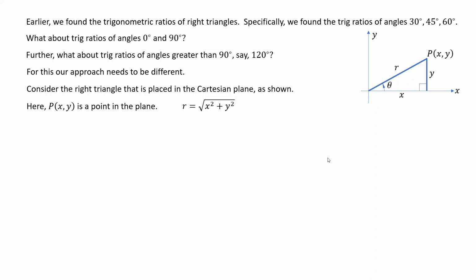And the moment we do this, now we can say, okay, what is sine theta? Sine theta, in the last section we learned, is opposite over hypotenuse. What is opposite here? Opposite is y. Hypotenuse is what? r. So sine theta is y over r. Can we say that? Yes, we can say that.